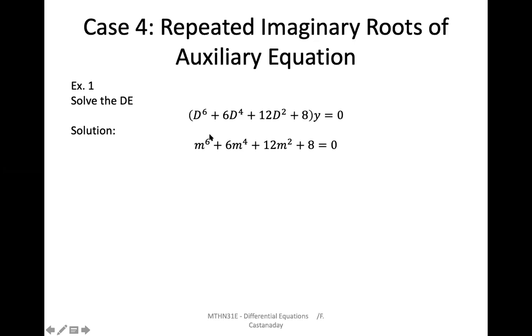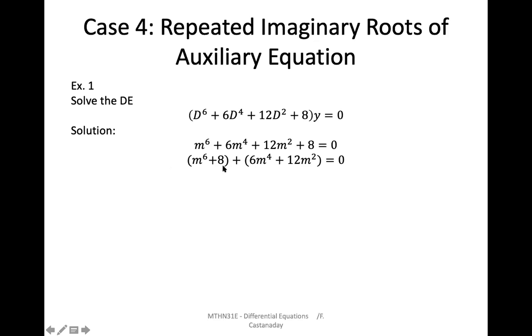So m raised to 6, I'll be grouping this with this constant 8, and then for this one, since 6m squared is common here, maybe I can factor out 6m squared. Okay, this is the resulting grouping that I did: m raised to 6 plus 8, and this one, 6m to the fourth plus 12m squared.